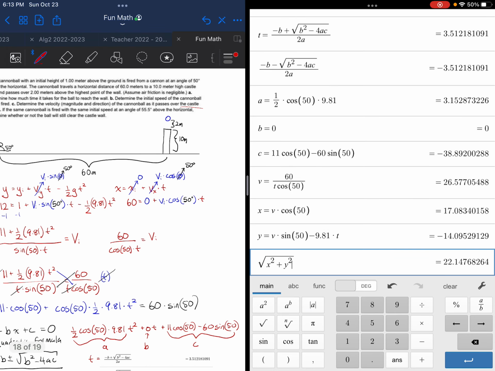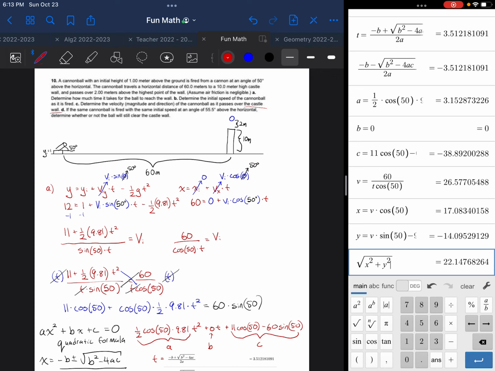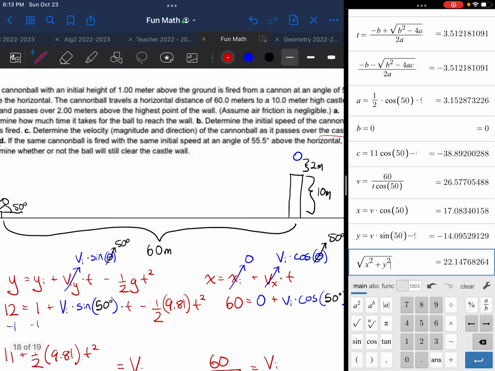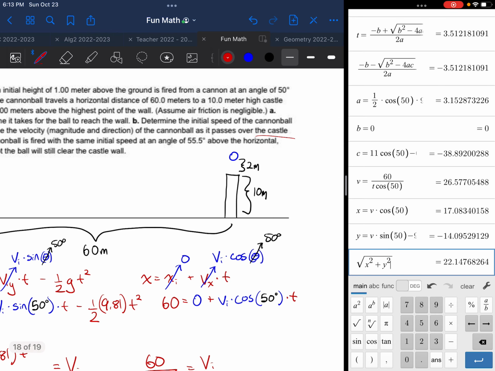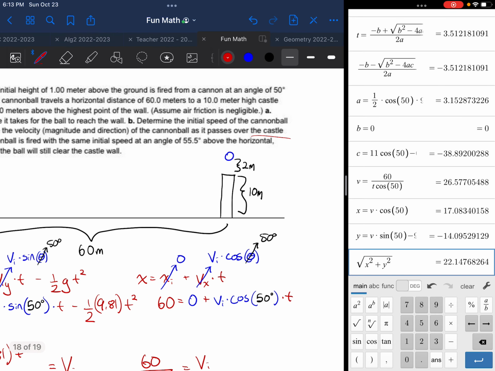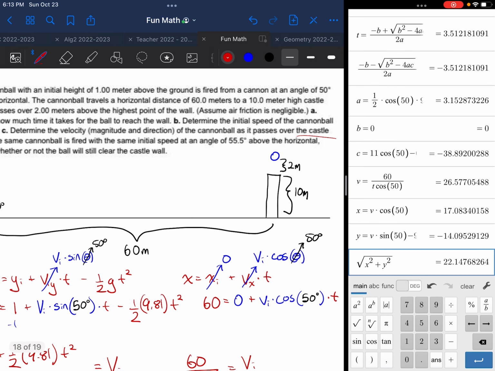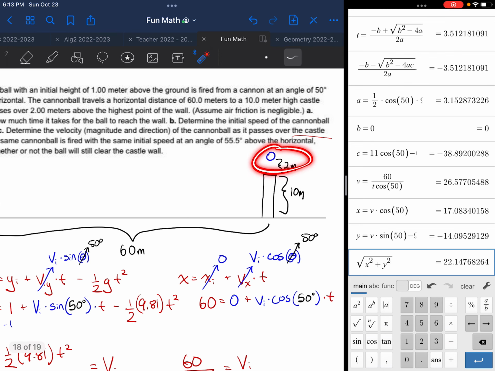And then we move on to part D. What was that question again? Part D. If the same cannonball is fired with the same initial speed, okay, so we don't have to do any more recalculations, but at a new angle, 55.5 degrees above the horizontal, determine whether or not the ball will still clear the castle wall. Oh yeah, that's right, because we originally had 2 meters of clearance, so maybe it will hit the wall or maybe it'll still be above it. We don't know.